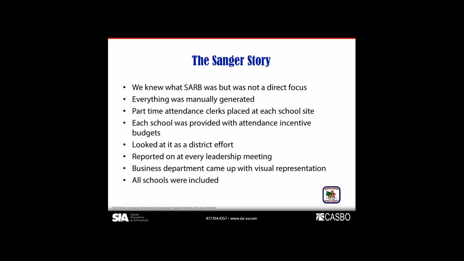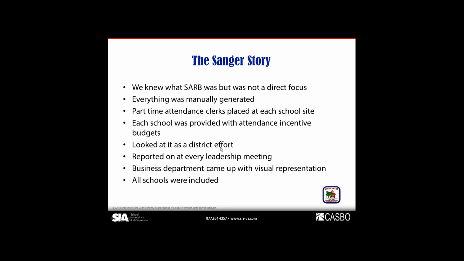And we looked at it as a district effort. And so I know Jeff had talked about that message and that vision. We took it from a site issue into a district leadership issue. And when we talk about communication, this became very important. At every leadership meeting, we report on that. Now at every leadership meeting, we're reporting on the LCAP goals, where we're at meeting those.